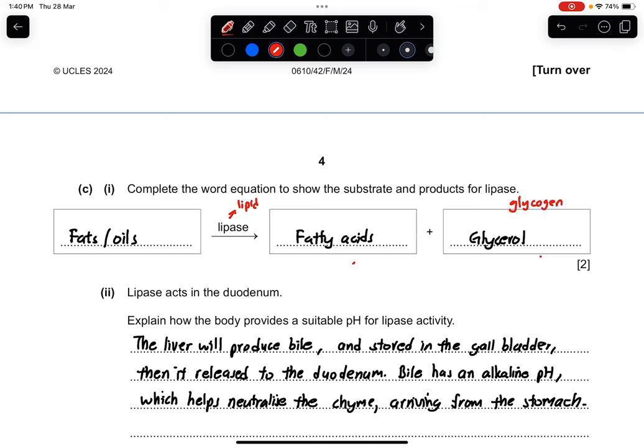These two terms are different. Glycerol is a product produced from fat. Glycogen is a sugar, okay, this is a carbohydrate, which is found in humans.